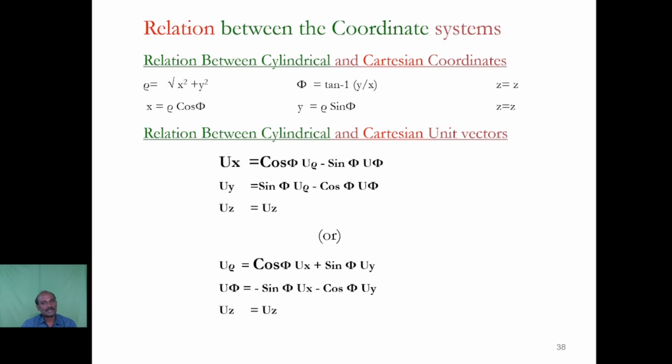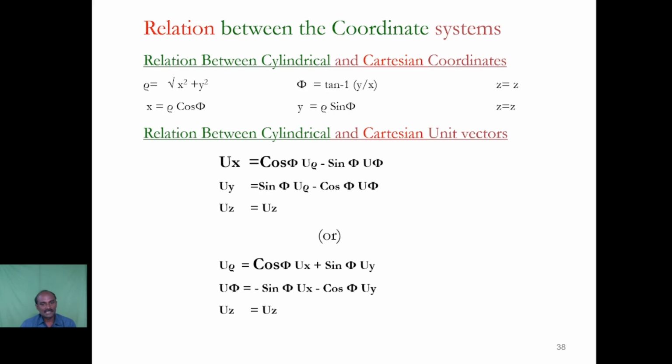So we can have the relation between all three coordinate systems. What is the relation between cylindrical and Cartesian? How do we get the cylindrical coordinate rho from the Cartesian? Rho is equal to the root of x square plus y square. And phi, in terms of Cartesian, is tan inverse of y by x. Then x is equal to rho cos phi and y is equal to rho sin phi.